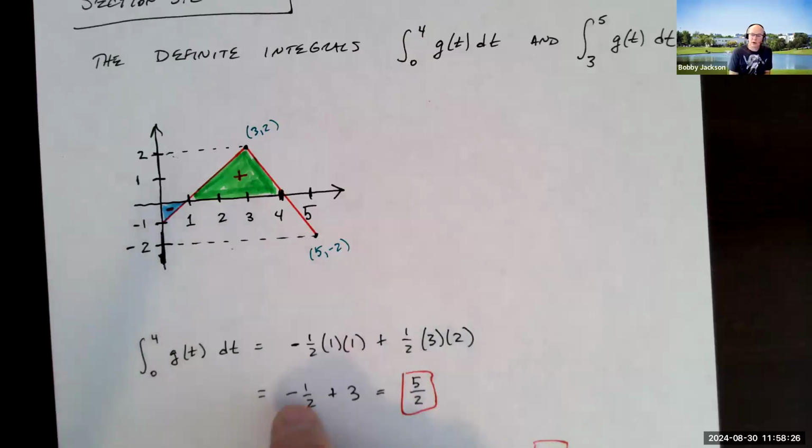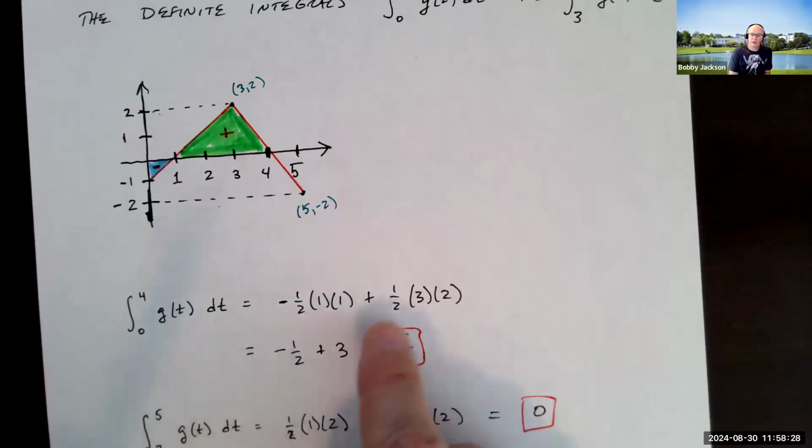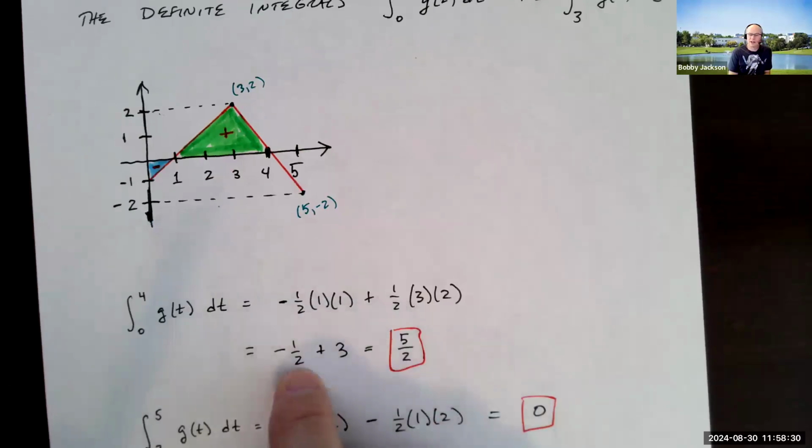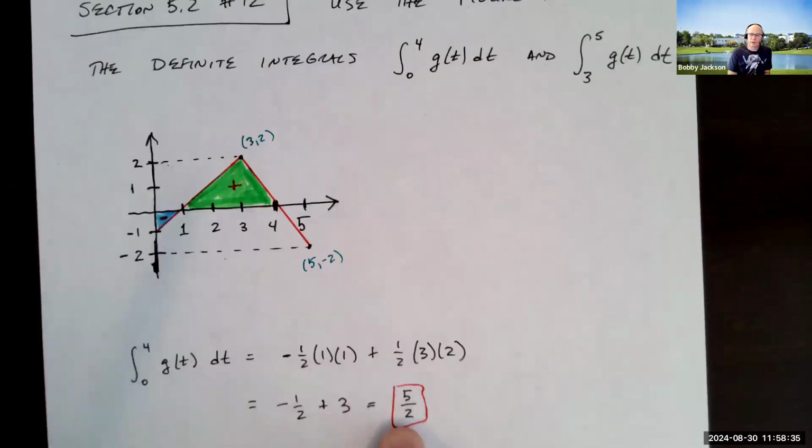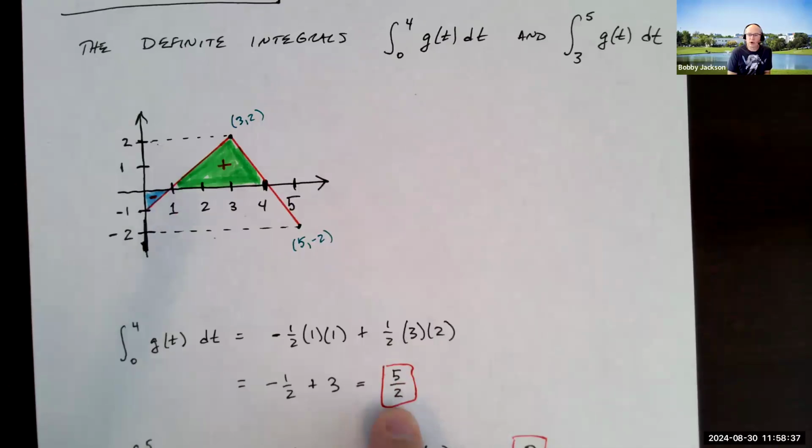So evaluating this, I get -1/2. This becomes 3. -1/2 plus 3, or -1/2 plus 6/2, is 5/2. They did want the answers, I think, to be in fraction form. So 5/2 is 2.5, but they want it in that form.